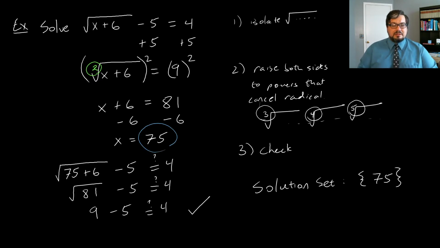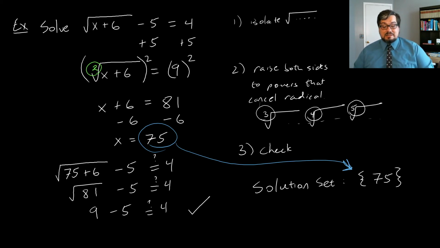So now we can say that the 75 we found before is in fact a solution, because it checks out when we move to step 3, where we check our solutions. All right, so that was the most basic example of solving a radical equation. Let's look at another one.